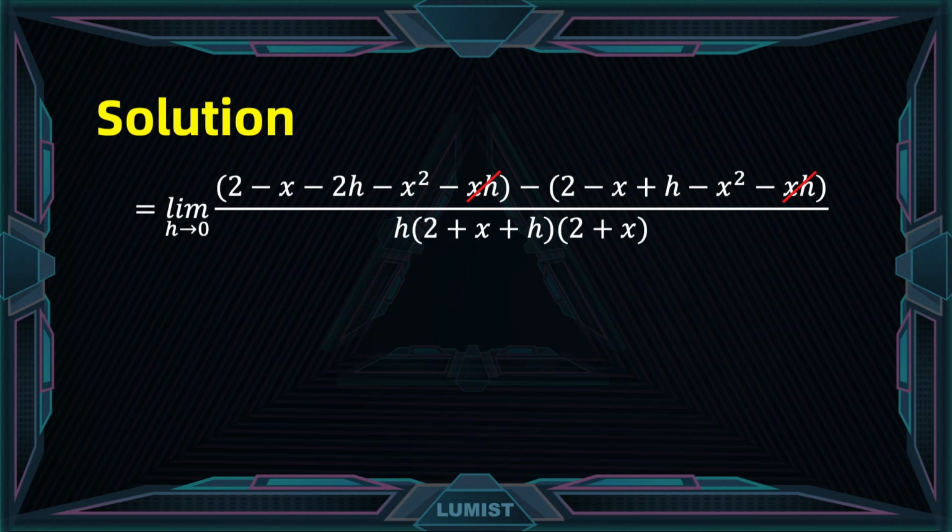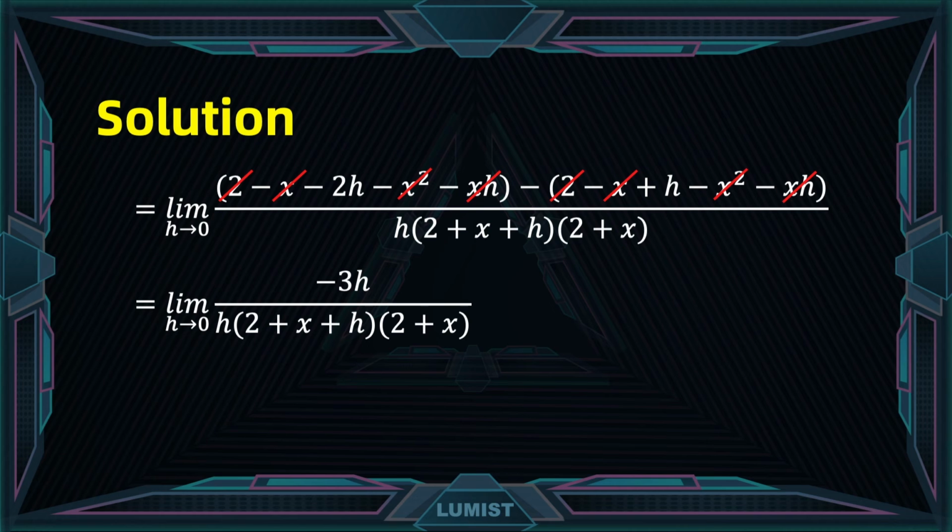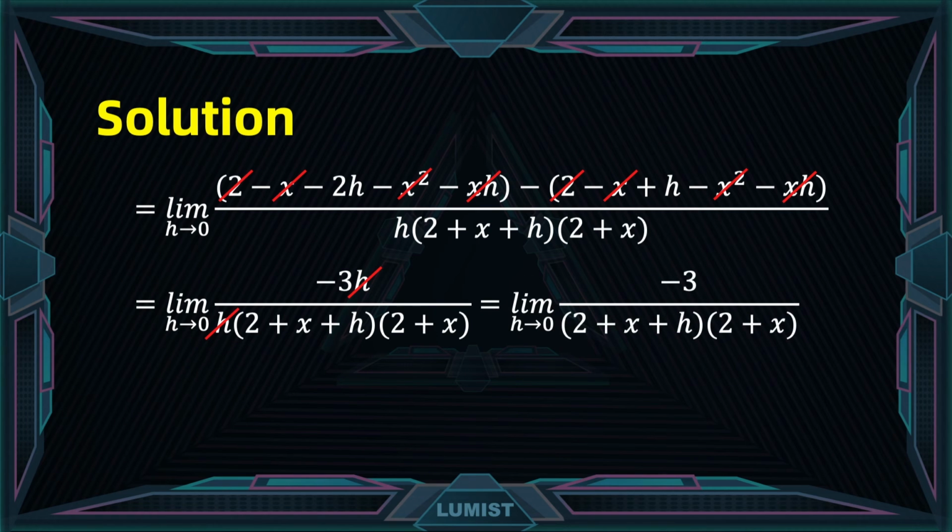minus xh cancels out here, x squared cancels out with x squared, x cancels out with x, and 2 cancels out with 2. So in the numerator, what I end up with is negative 3h, and the denominator remains the same. I see that the h in the numerator and the h in the denominator can also cancel out. So I end up with negative 3 over the denominator without the h, as h approaches 0.